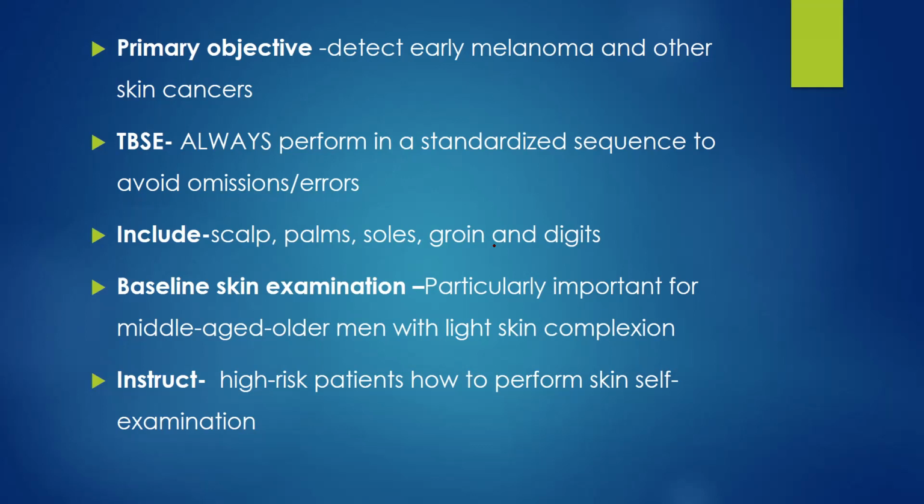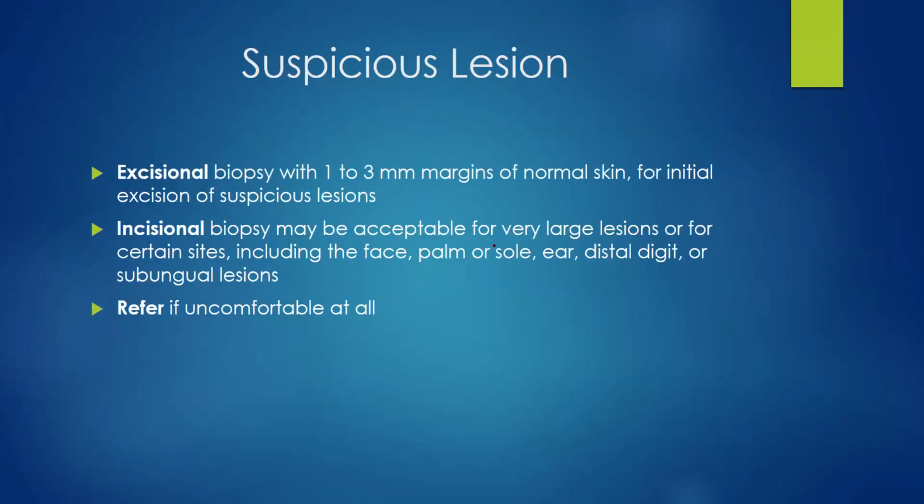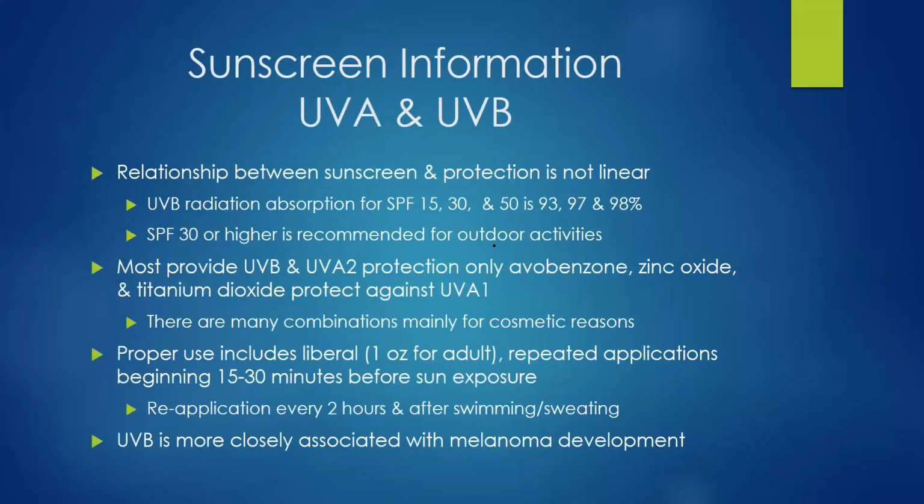It should be done in middle and older age men with light skin complexions. You want to instruct the patients on how to perform a self-skin examination as well. If you find anything concerning that you're not comfortable dealing with, then you send them to dermatology. You use the ABCDE rule to assess for badness. You can do excisional biopsies with 1 to 3 millimeter margins of normal skin for initial excision of suspicious lesions. Incisional biopsy may be acceptable for larger lesions. And then you can also do a punch biopsy or a shave biopsy.